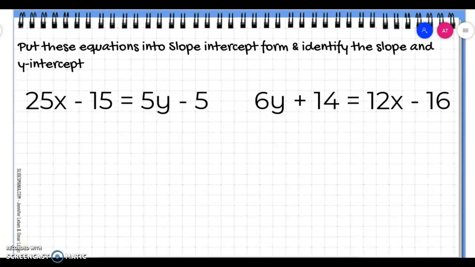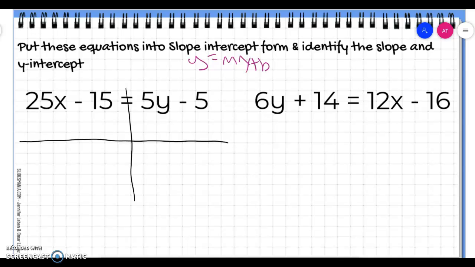Okay, these practice problems say put these equations into slope-intercept form and identify what the slope and the y-intercept are. Once we put it into the slope-intercept form, which is y equals mx plus b, it'll be clear to see what the slope and what the y-intercept is. So let's look at our equation. We're going to get y by itself completely.